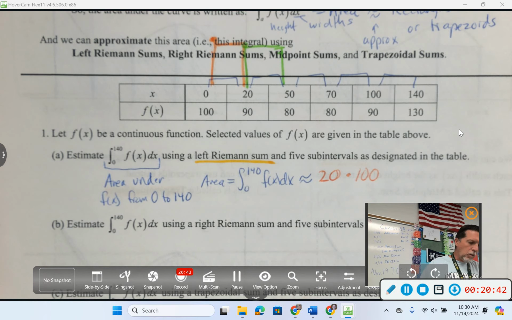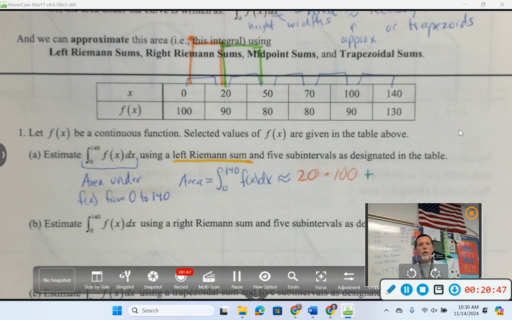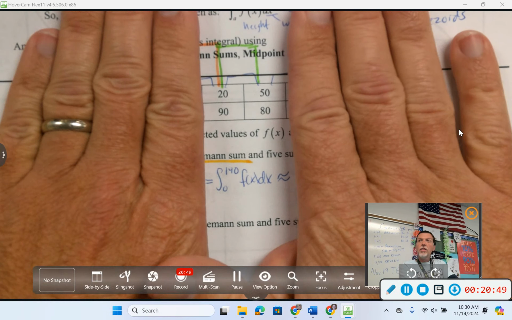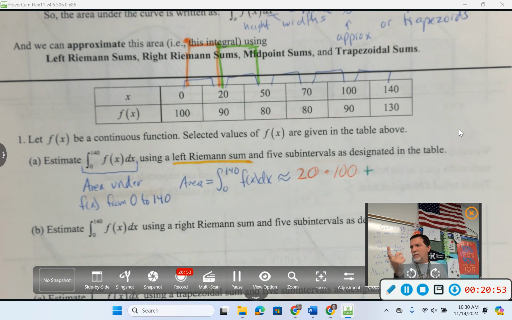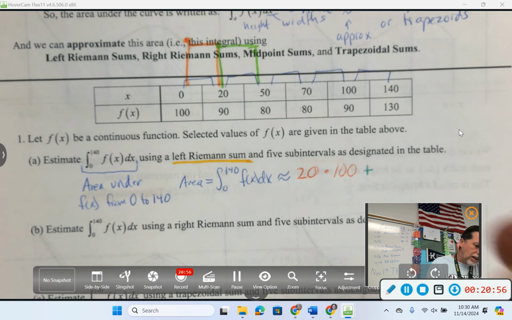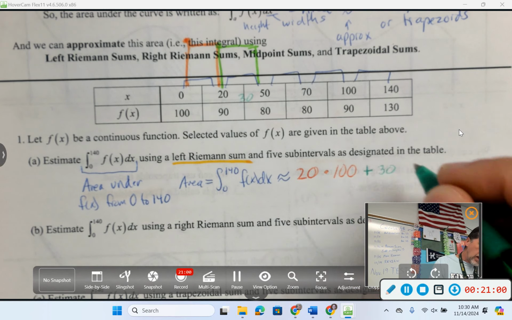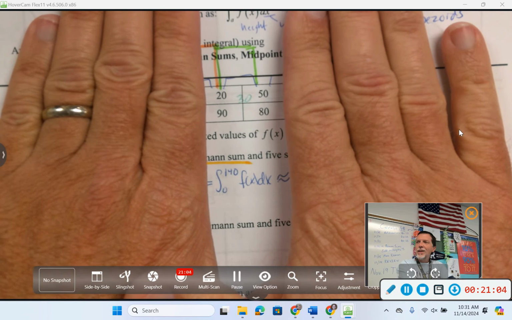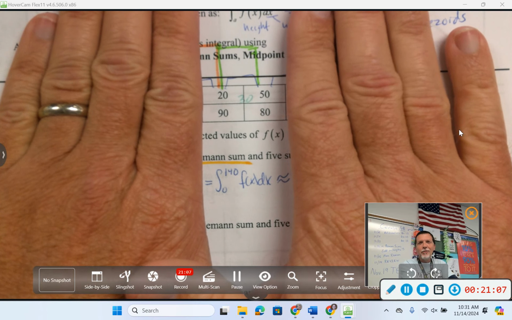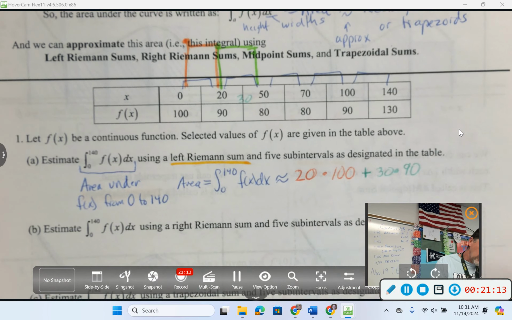Color coding my rectangles here, how wide is that rectangle? 30. So be careful, this one's not all 20s. These are not equally subdivided rectangles, but that's all right. This one is 30 wide. And which height should I use? It helps if I cover them up like that. I want to use the left-hand height, the one on the left, so let's use 90. 30 times 90.